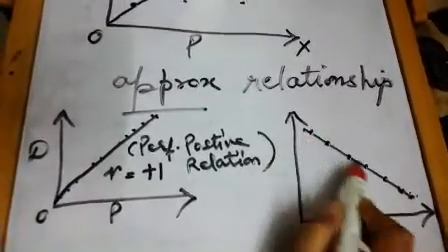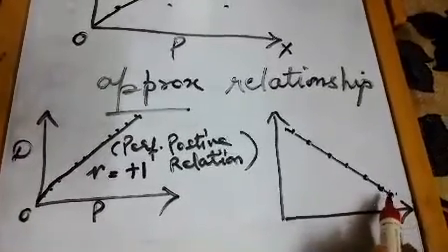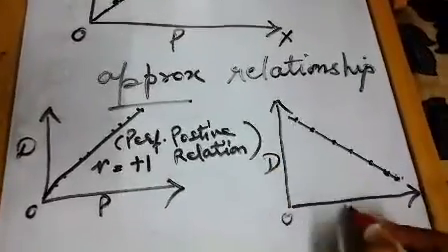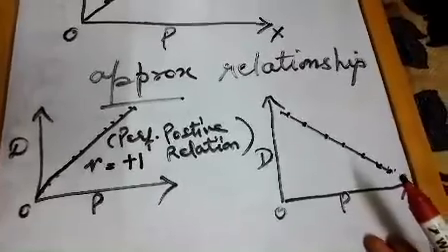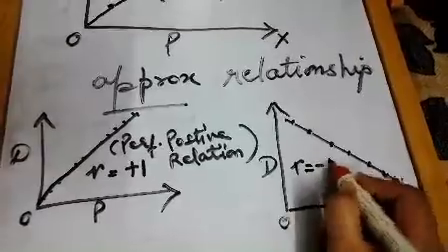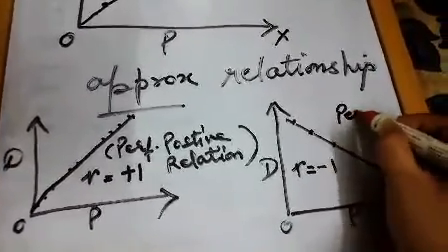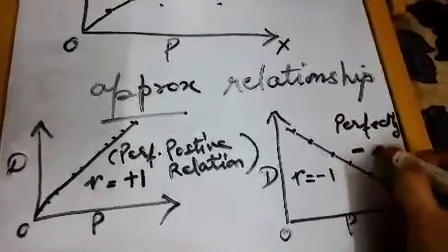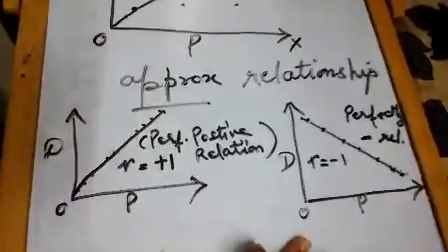When we are having this sort of points or this sort of line, then there is always a negative relationship. Suppose the variables given to us are price and demand. So in this case we are having a negative relationship, that is, r will be equal to -1, and the relationship over here will be a perfectly negative relationship.